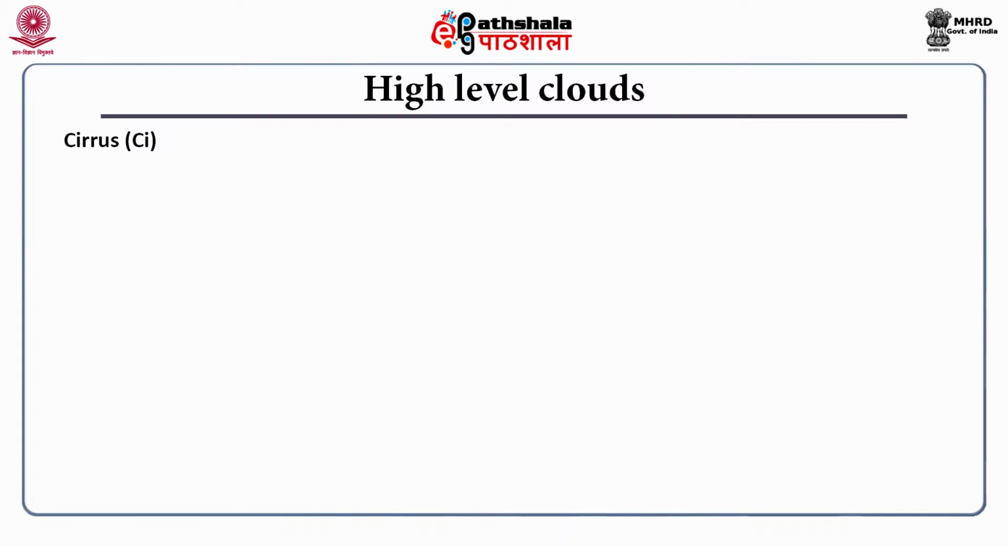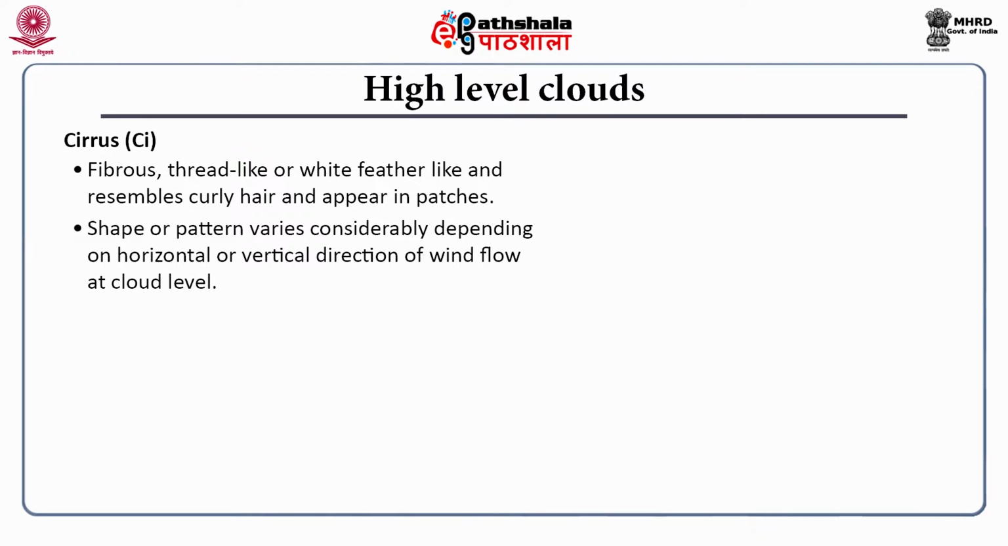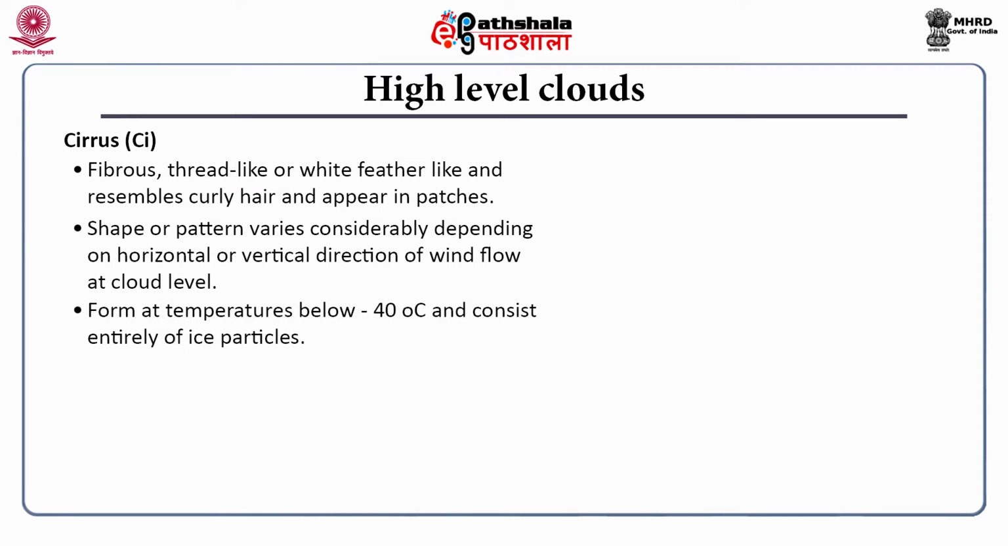Cirrus clouds are fibrous, thread-like or white feather-like clouds, and they resemble curly hair and appear in patches. The shape or pattern varies considerably depending on the horizontal or vertical direction of wind flow at the cloud level. They form at temperatures below -40 degrees Celsius and consist entirely of ice particles. They have a brilliant white color because of the ice crystals.